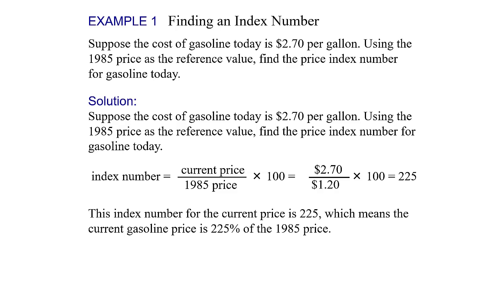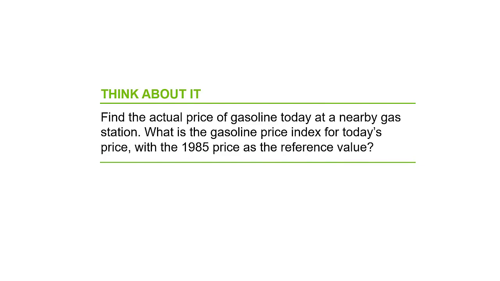And the reason why we make them percentages is because the average person on the street, if you told them the price is now 225% of what it used to be, they understand that, rather than if you told them it's 2.25 times as much. I personally think they would understand both, but c'est la vie. Okay, so let's think about this. If we want to find the actual price of gas today, and then we could compare it to the 1985 price, then we could figure out what our price index is today. So if you've got nothing better to do today, you can do that.